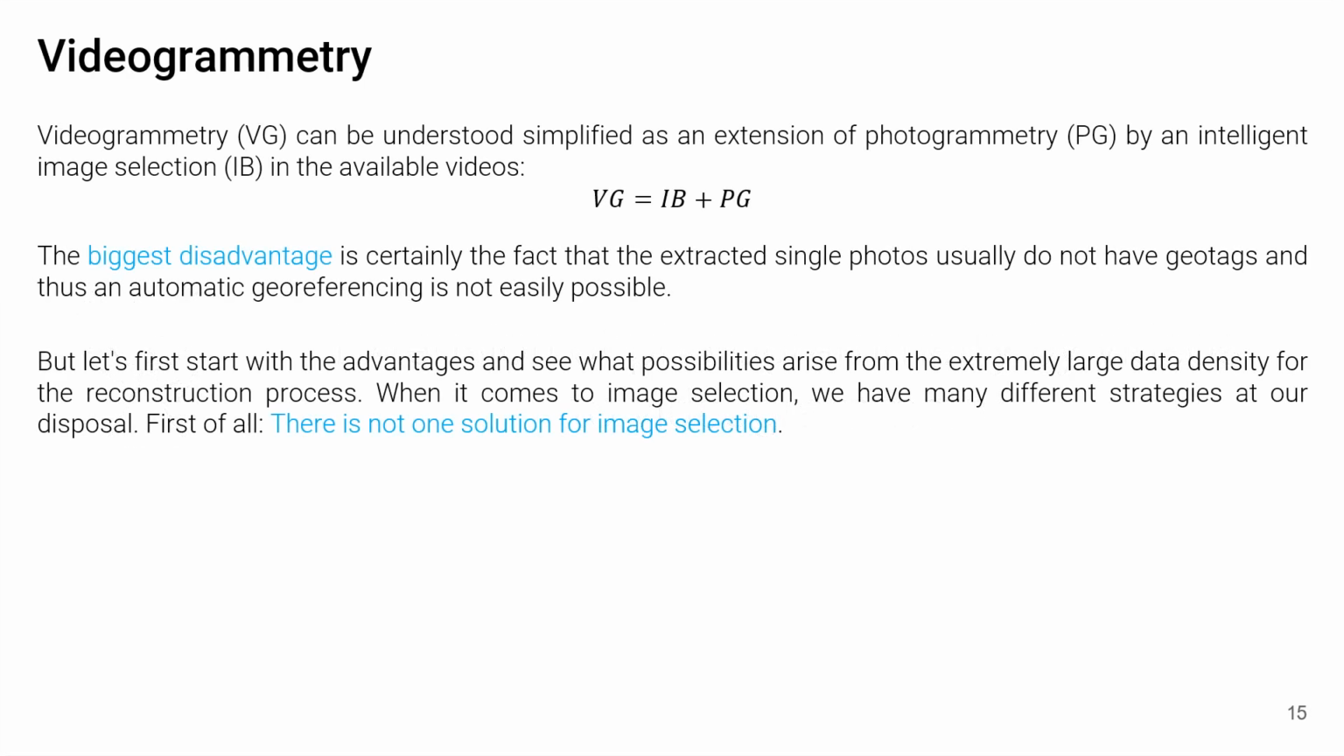In videogrammetry, we work with videos as inputs and require intelligent image selection. With the selected images, we then perform photogrammetry again. This approach has several advantages and disadvantages. The biggest disadvantage is certainly that the individual frames from the videos do not have geotags, which means we cannot perform automatic georeferencing of the 3D models.